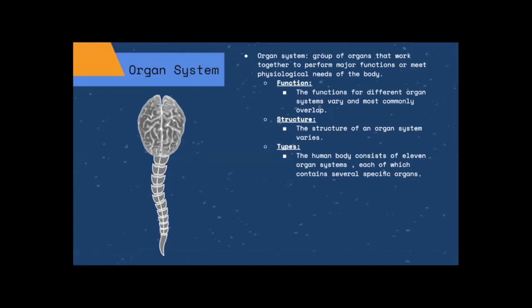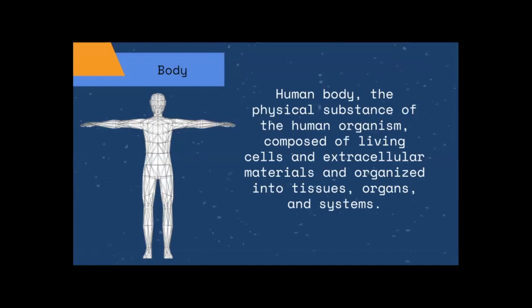So the human body consists of 11 organ systems, each of which contains several specific organs. We're going to talk about each of the 11 organ systems in the rest of the courses, but today we're just going to summarize them. And of course, everyone knows what the body is. The human body is the physical substance of the human organism, composed of living cells and extracellular materials, and is organized into tissues, organs, and systems.